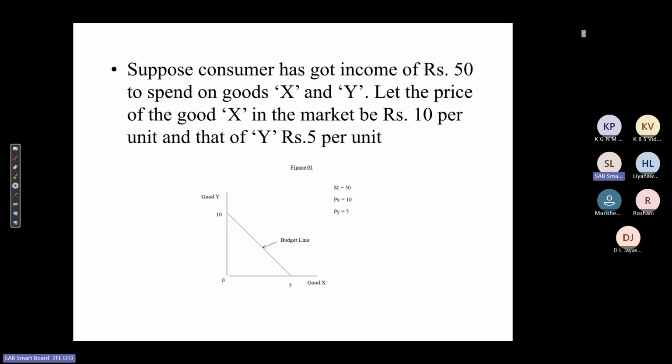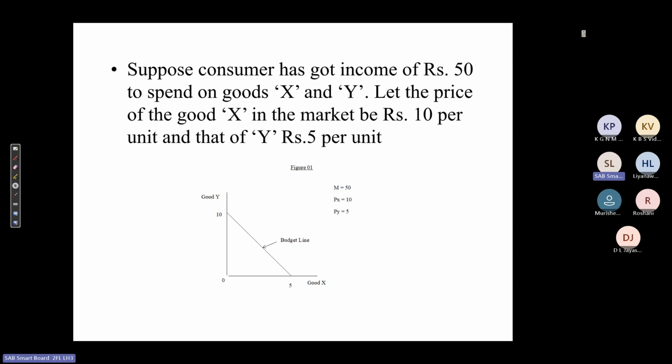His money income, M, is the money income, or you can take I or M in notation, no problem. M equals 50, price of X is 10, price of Y is 5. So how do we identify these extreme points? In order to draw the line, you need to identify two points. By finding them, you can draw the line. So we take these extreme points.